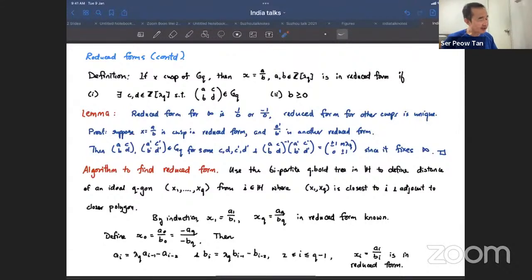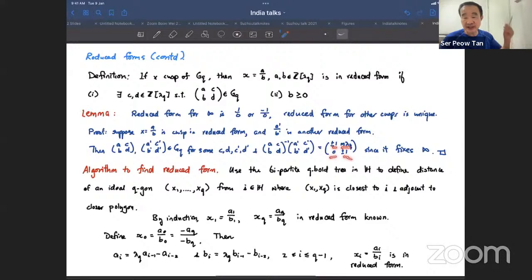So the proof is again quite simple. Suppose x has two reduced forms a over b and a prime over b prime. That means that I have two matrices (a, b; c, d) and (a', b'; c', d') inside G_q. So then if I take the inverse of one multiplied by the other one, it should be an element of G_q which fixes infinity. But the elements of G_q which fix infinity are of the form plus or minus (1, mλ_q; 0, 1).